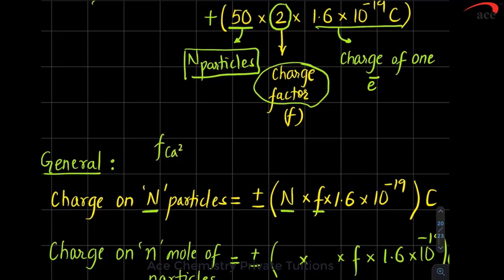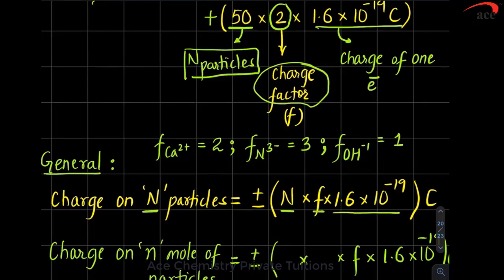Factor for calcium 2 plus will be how much? It will be 2. What will be the factor for N3 minus? It will be 3. What will be the factor for hydroxide ion? It will be 1. Are you understanding what that factor is? It is the magnitude of the charge present, multiplied by the charge of an electron or a proton.